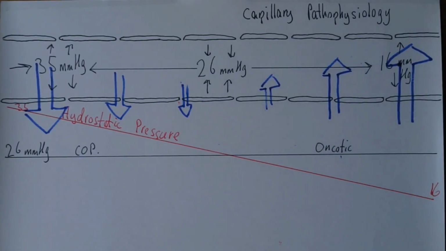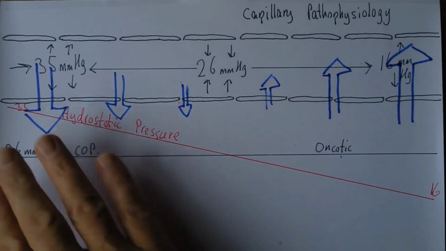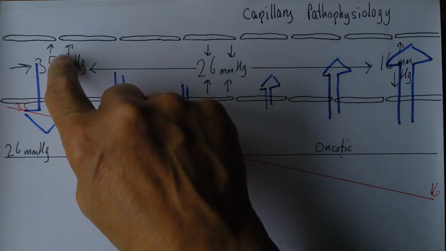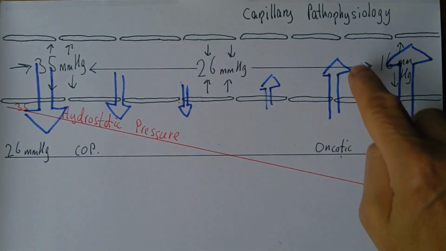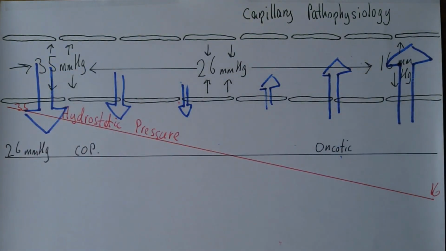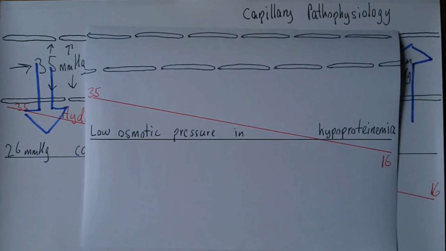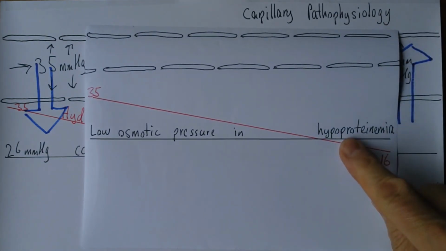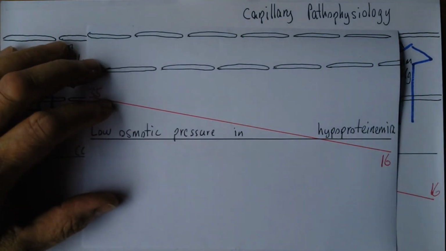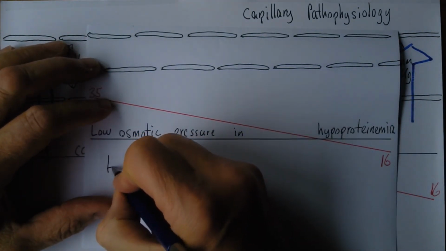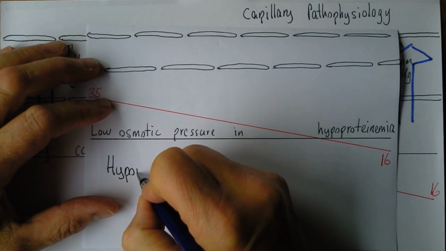Now, carrying on with capillary pathophysiology, this is the normal state of affairs here. Fluid being formed at the arterial end being reabsorbed at the venous end, and with a pressure change, as we saw in the previous video clip. Now, what I want to look at now is the situation where there is a hypoproteinemia.